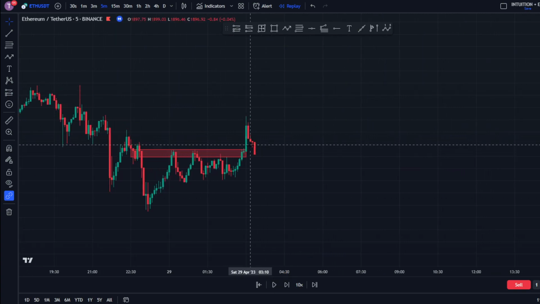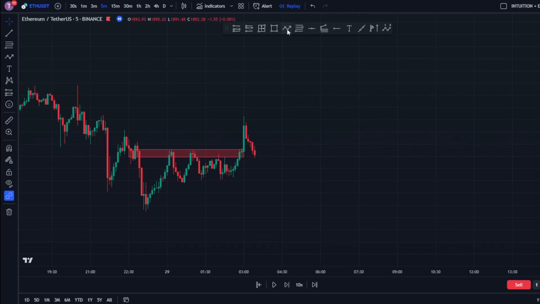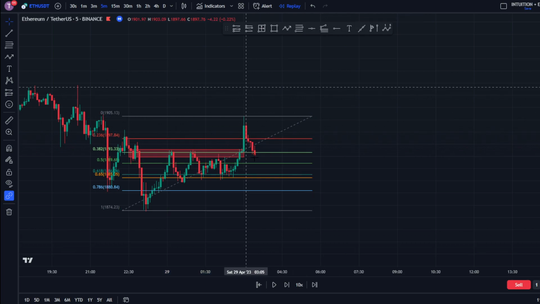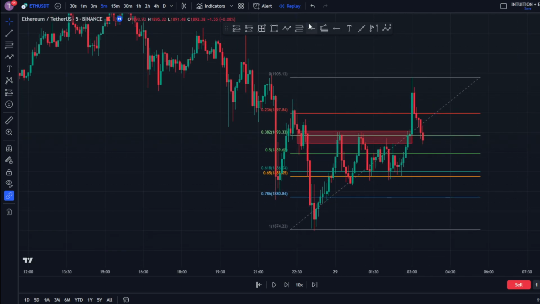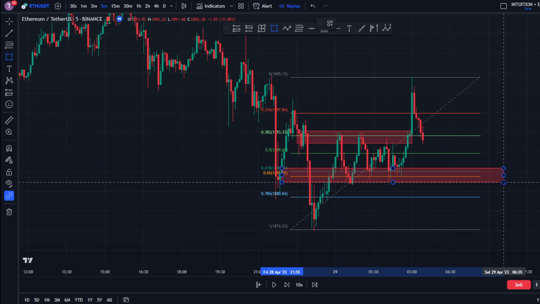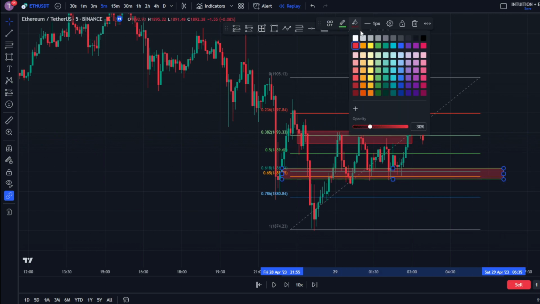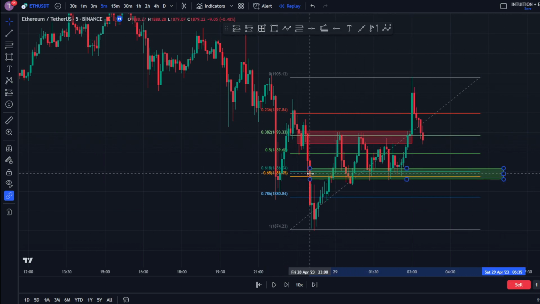Okay, so we have this break. This is what we are looking for. We have this break above the resistance. Now we want to take a pullback. So you can draw the Fibonacci line from the bottom to the top. And what you identify here is that we have this zone here. This is literally the perfect zone that you could ever ask for, because what do we see here?